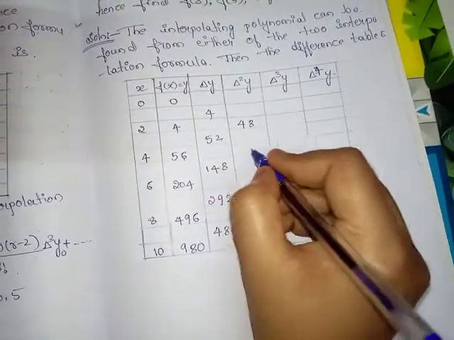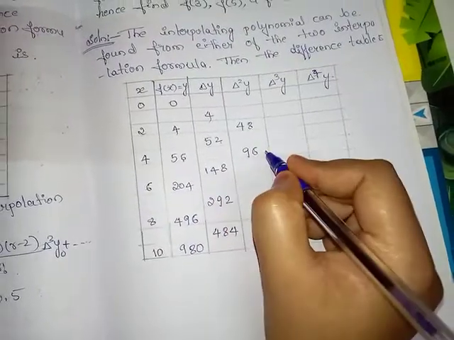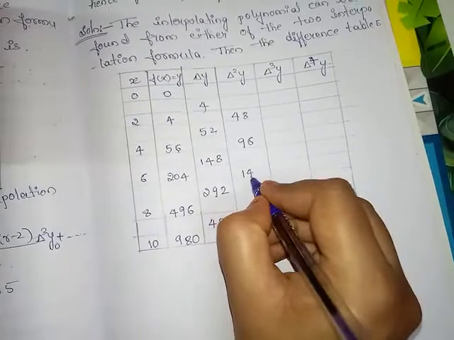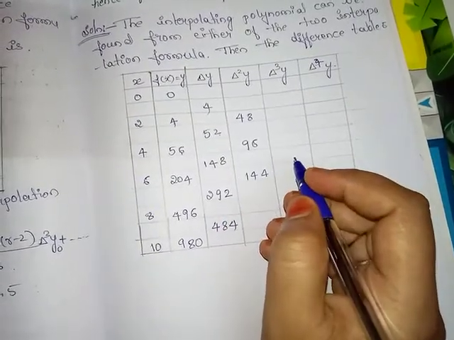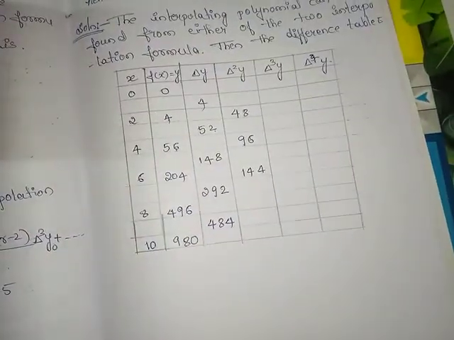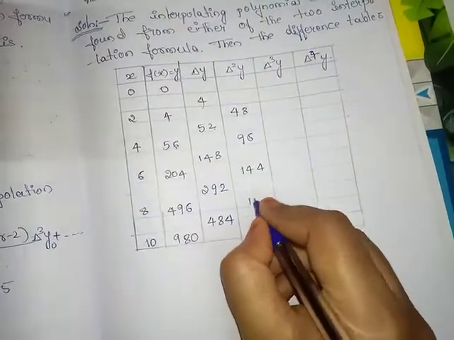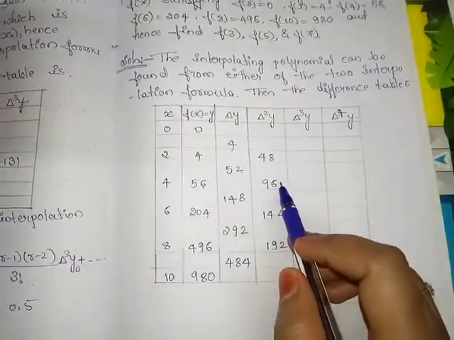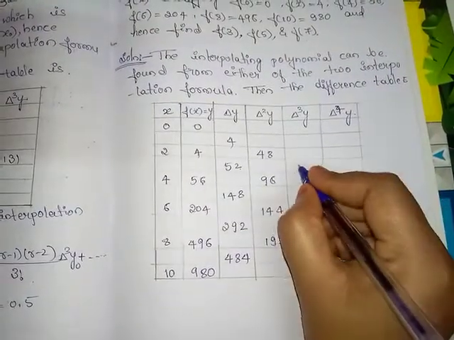148 minus 52 is 96. 292 minus 148 is 144. Then 484 minus 292 is 192. Next, 96 minus 48 is 48.